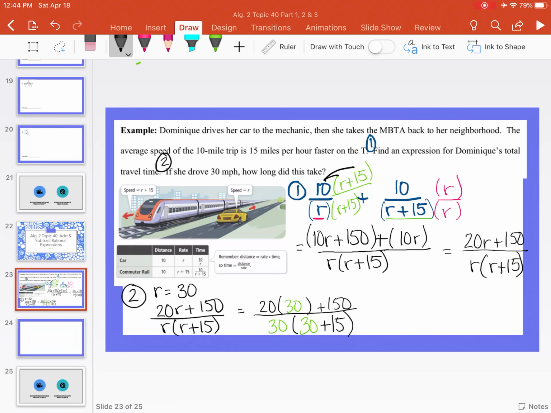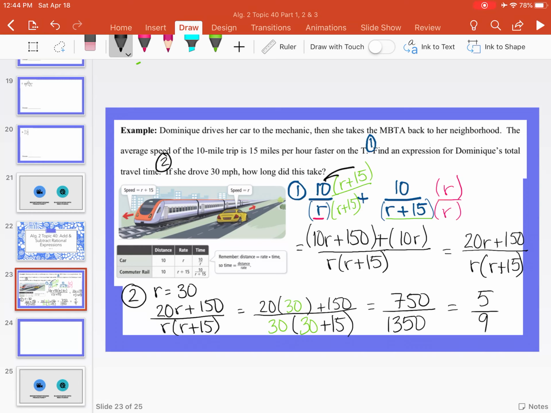We simplify the numerator. 20 times 30 gives us 600, plus 150 gives us 750. And if we look in our parentheses, 30 plus 15 gives us 45, times 30 gives us 1,350. So we have this fraction here. Now this simplifies to 5/9.